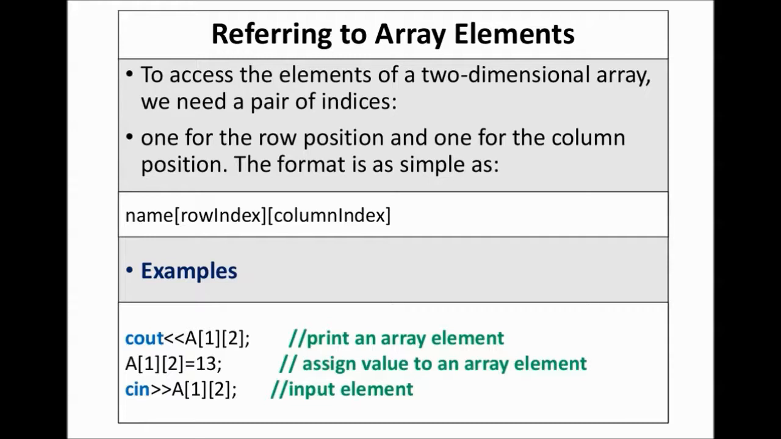For example, if we want to store a value at this point, we write a[1][2] = 13. Now 13 is stored at the second row and third column of array a.